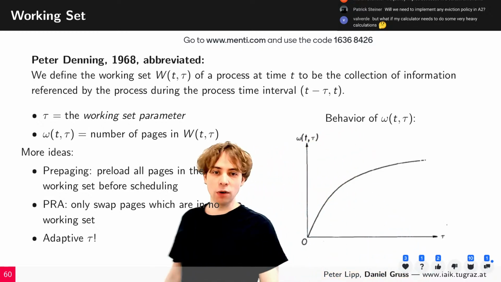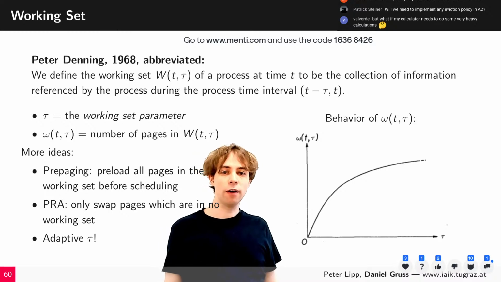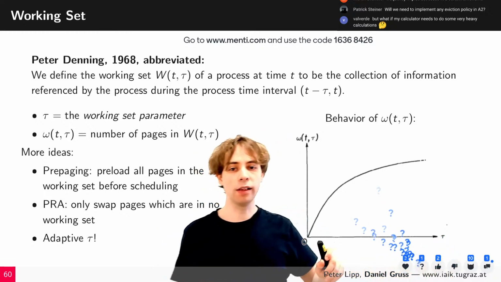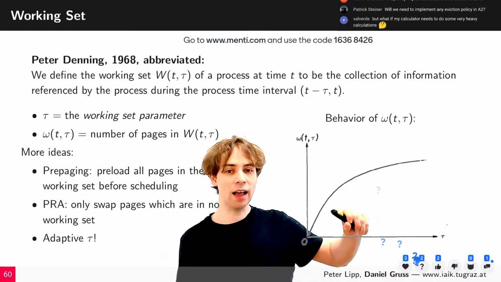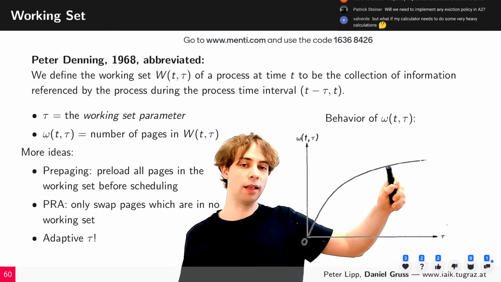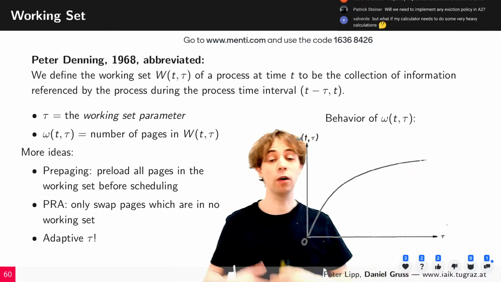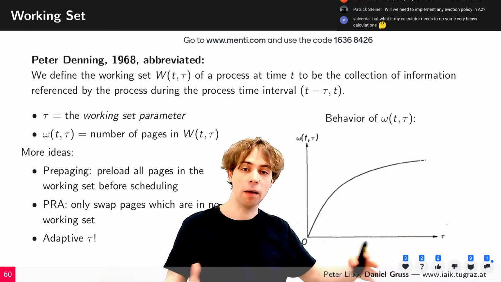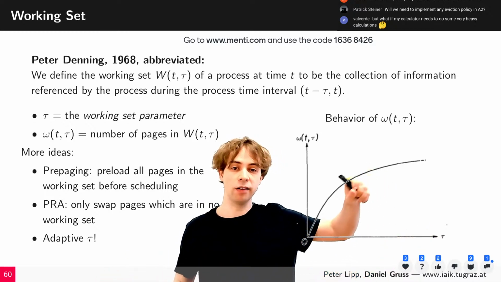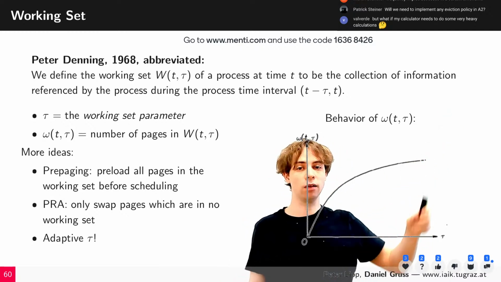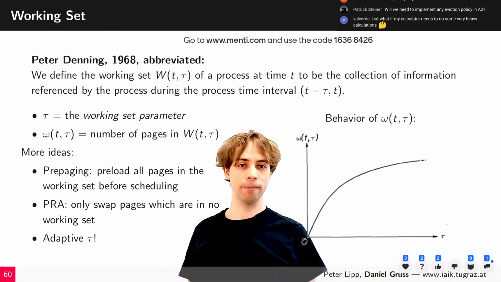So if you take a look at this function over the size of tau, you will see that the working set size will increase very quickly, but then at some point not so much anymore. Because again, principle of locality, the process will very likely work on some set of pages, and this set of pages will not grow linearly, but after some time it settles due to the principle of locality.